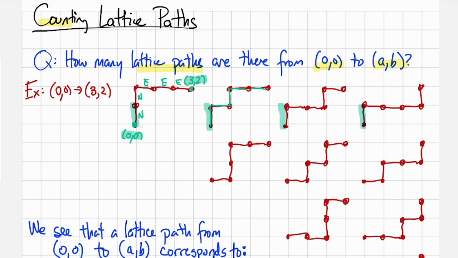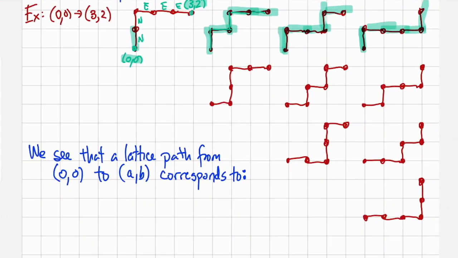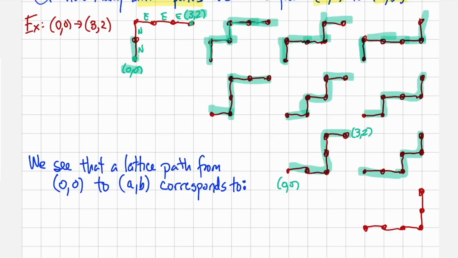The first one goes north, north, east, east, east. The second one goes north, east, north, east, east. The third one goes north, east, east, north, east. And the fourth one goes north, east, east, east, north. And if you're careful about making sure that you have every single lattice path, you'll see here that we've drawn 10 of them. And each of these lattice paths goes from (0, 0) up to (3, 2).